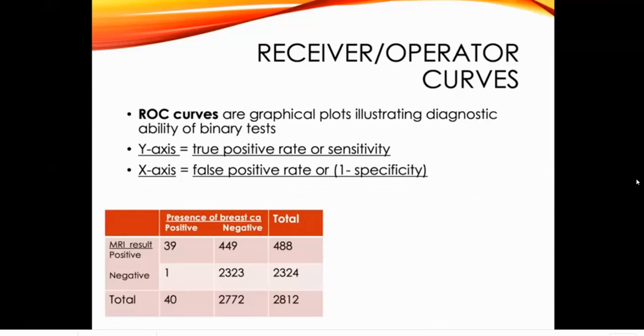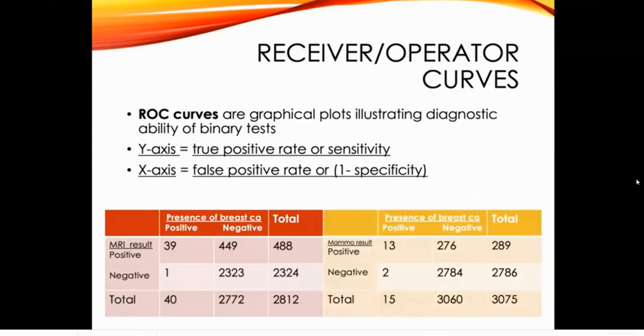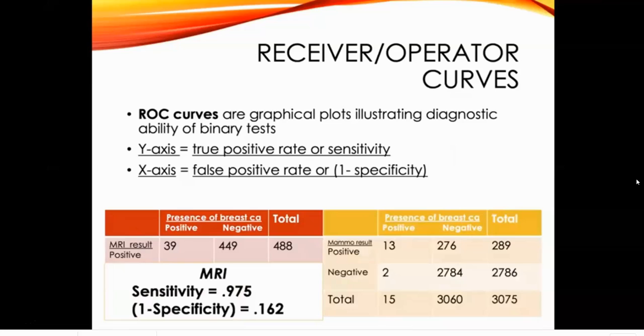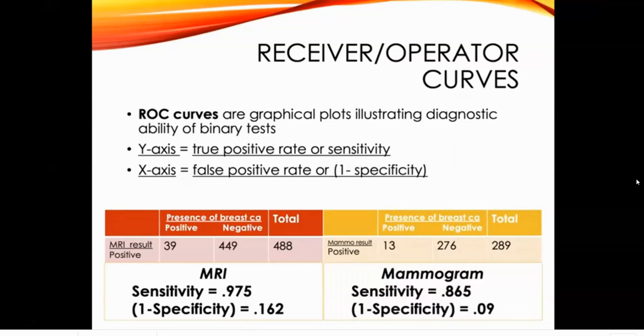We're going to use the numbers from MRI and mammogram. For MRI, the sensitivity is 0.975, and the false positive rate, or 1 minus specificity, is 0.162. For mammogram, sensitivity is 0.865. For false positive rate, 1 minus specificity is 0.09.